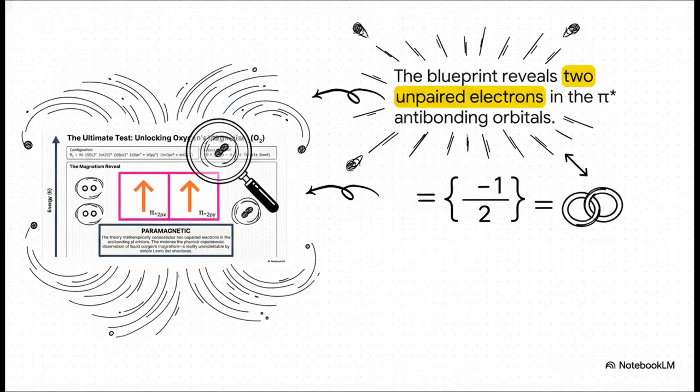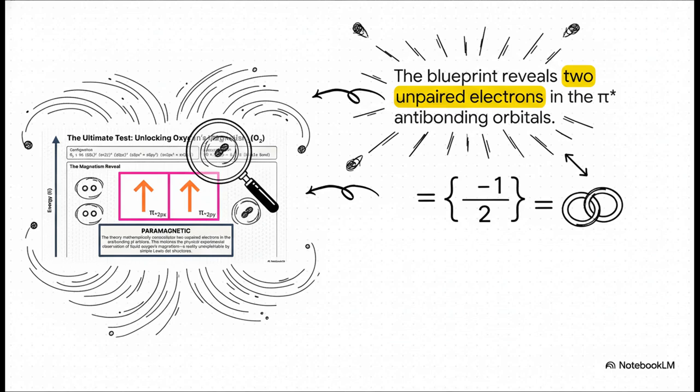And here it is. The big reveal. We take the 12 valence electrons from 2 oxygen atoms. We start filling up our energy diagram from the bottom. After we've filled all the lower orbitals, we've got 2 electrons left over. They have to go into the pi-star antibonding orbitals.